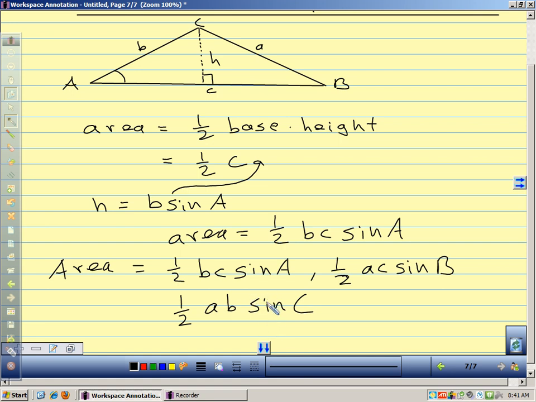So this is a nice shortcut for finding the area of an oblique triangle. It's pretty easy to work with these. We just need to figure out which parts we have and plug in our numbers. So I'm not going to do an example of these. These are pretty easy. We just need our 2 sides and an angle, and we can find our area. Any questions?